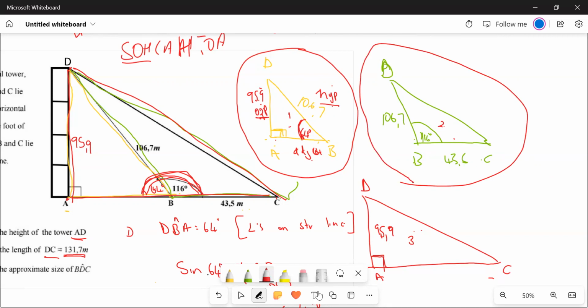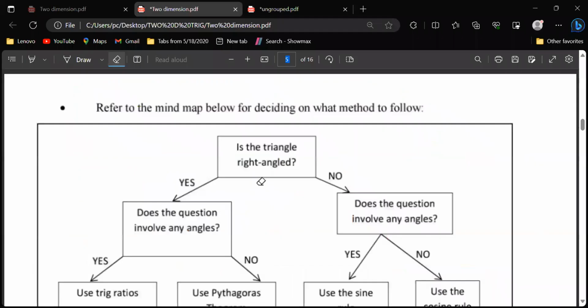Now, if we go to number 2, let's go back to our mind map. Is it a right angle triangle? No, it means we are going in this direction again now. For the first time, we are moving into this direction. It's a no. It's not a right angle triangle. So if it's not a right angle triangle, then what are we going to use? We can use either the sine rule or the cos rule.